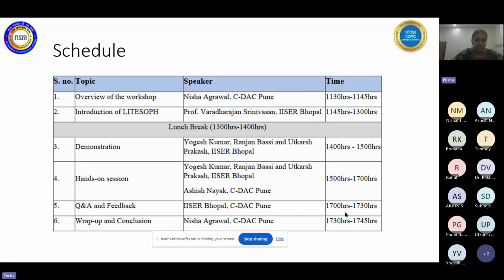During the demonstration, we will learn the uses of LITESOPH with some test input datasets. During the hands-on session, to reinforce learning and practical use of LITESOPH, we will engage you in hands-on case studies. This activity will allow you to gain hands-on experience with LITESOPH and in turn may be useful for your research or project work or further development of LITESOPH.